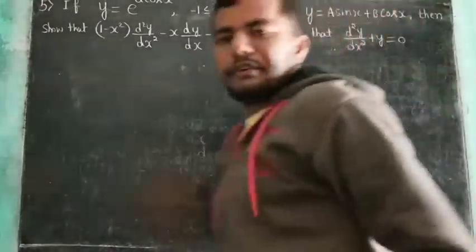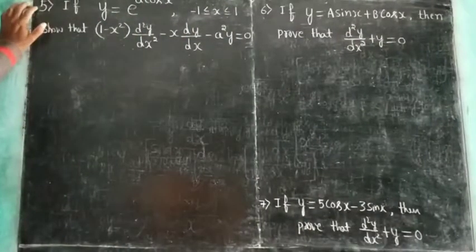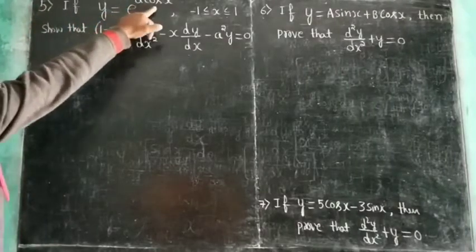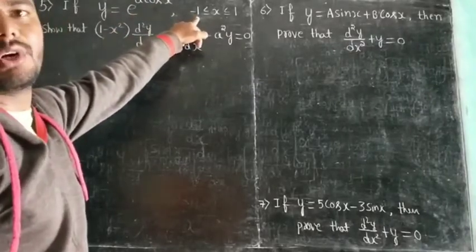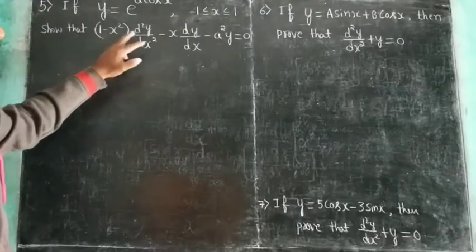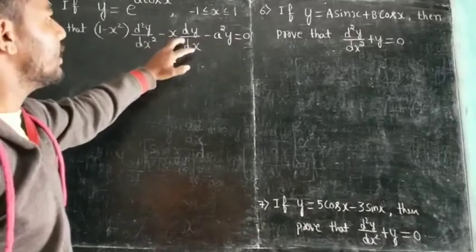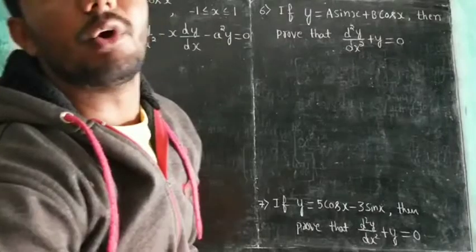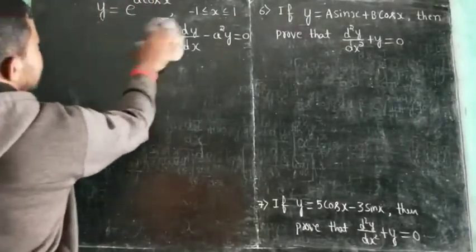Next, fifth one. This problem appeared in your model question paper. If y is equal to e to the power of a cos inverse x, minus 1 less than or equal to x less than or equal to 1 is the condition, show that (1 minus x square) d square y by dx square minus x dy by dx minus a square y is equal to 0. So first take the problem condition that is given.